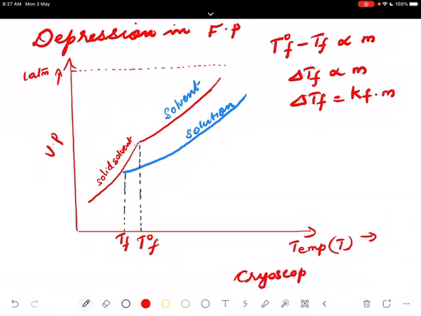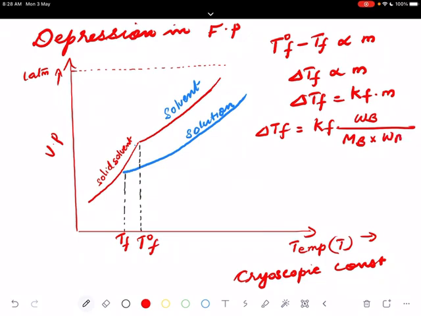Cryoscopic constant or freezing point constant or molal depression constant. Now, delta TF, let me expand that. Delta TF is equal to KF into molality, which we will be writing as WB upon MB divided by WA upon 1000.